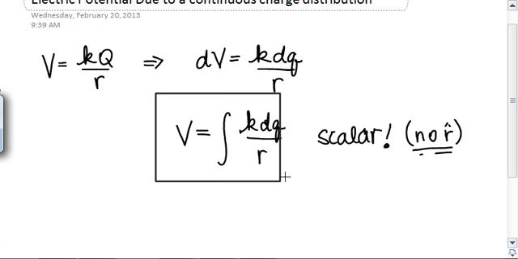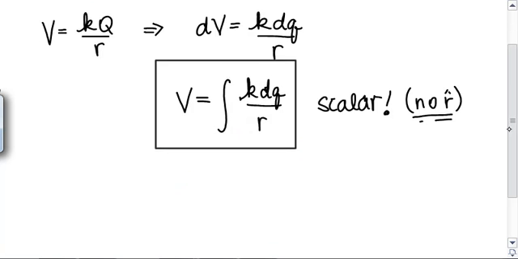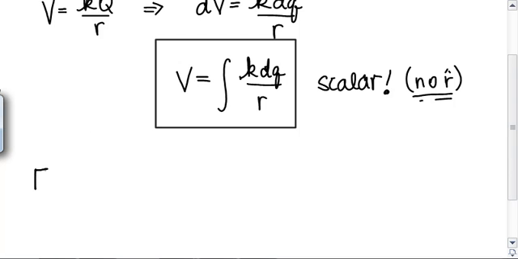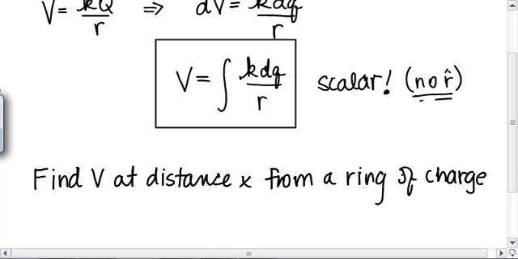So let's start with something easy, like a ring of charge. We've done electric field due to a ring of charge. So let's find the electric potential at a distance x from a ring of charge. And I'll draw it so you figure out what x means. It's always a lot easier. With a radius of a.